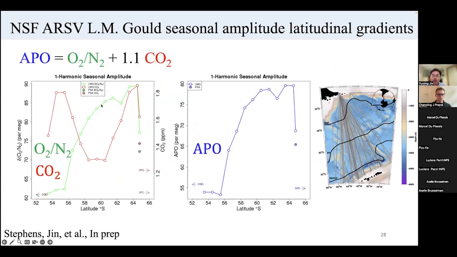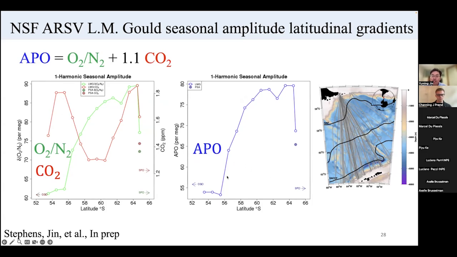The left figure shows the seasonal amplitude of the oxygen-nitrogen ratio and the CO2 seasonal cycle as a function of latitude from 53 degrees to 65 degrees. You can see it shows a clear meridional feature. Oxygen amplitude is generally increasing with latitude, and the CO2 is a little bit complicated because it also has impact coming from the land when you're getting really close to South America.